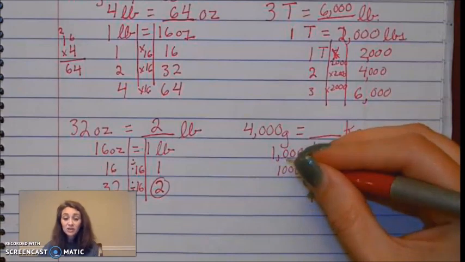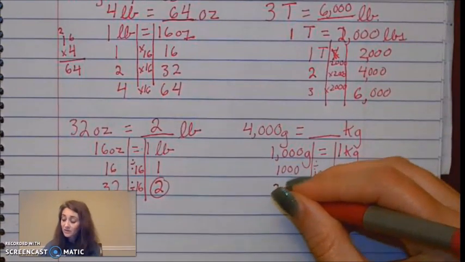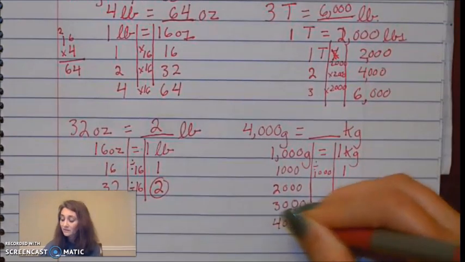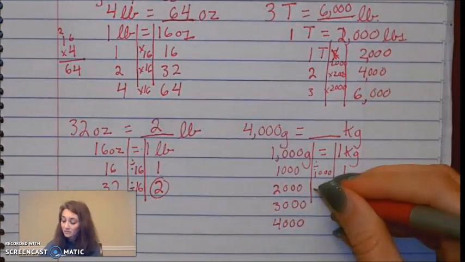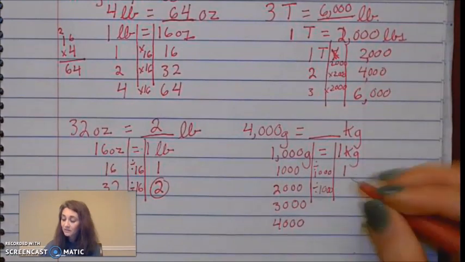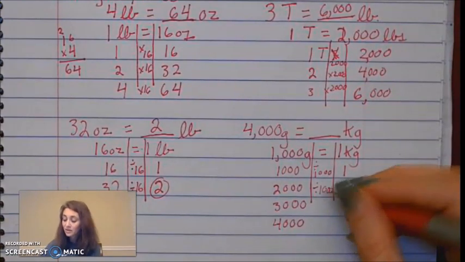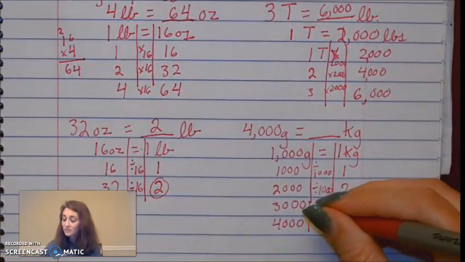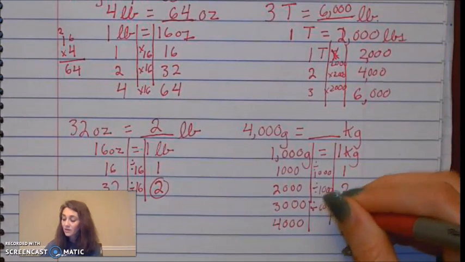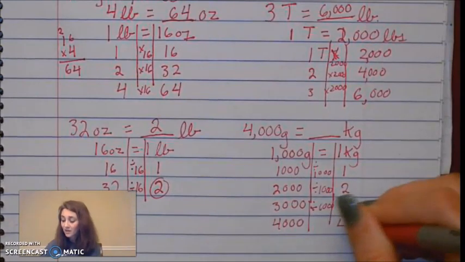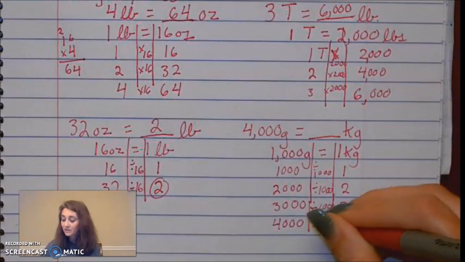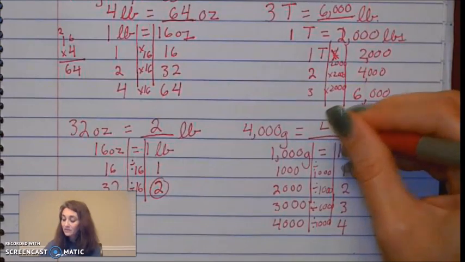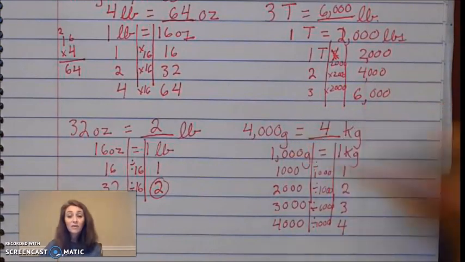So I can just keep going down my chart and see the pattern. 1,000, 2,000, 3,000, 4,000. Divided by 1,000 would be 2, because 2 times 1,000 equals 2,000. 3 times 1,000 would equal 3,000. And so my answer on the 4,000 section is going to be 4. 4 kilograms is equivalent to 4,000 grams.